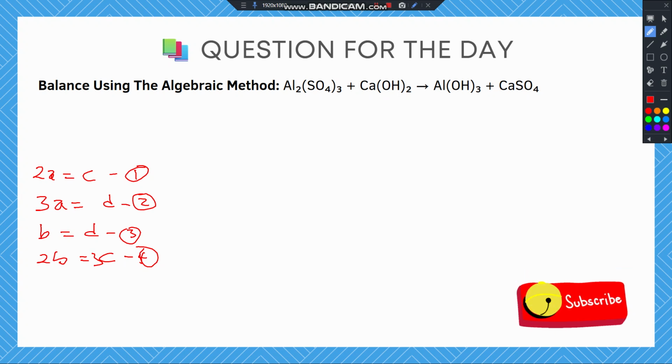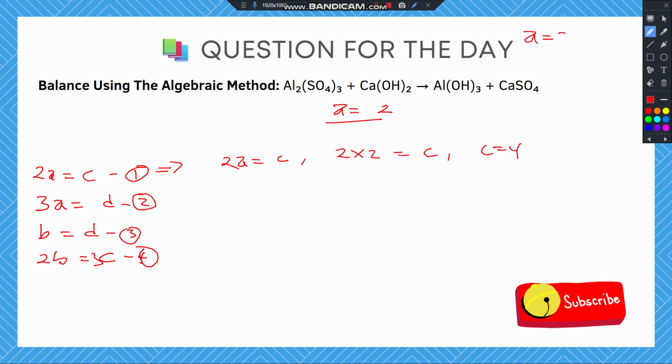The next thing to do will be to pick any letter. We can pick any letter arbitrarily and assign a small whole number to it. So let's pick the letter A, for instance, and assign the number 2. So that means anywhere we see the letter A, we'll write the number 2. For the first equation, we have 2A is equal to C. So using the number 2 to represent the letter A, this gives us 2 multiplied by 2 is equal to C. C therefore becomes 4. So we have A being equal to 2, C is equal to 4.